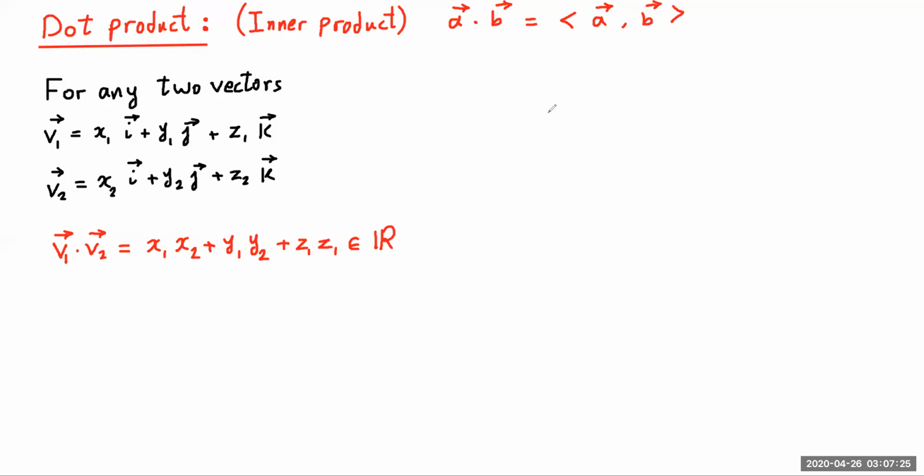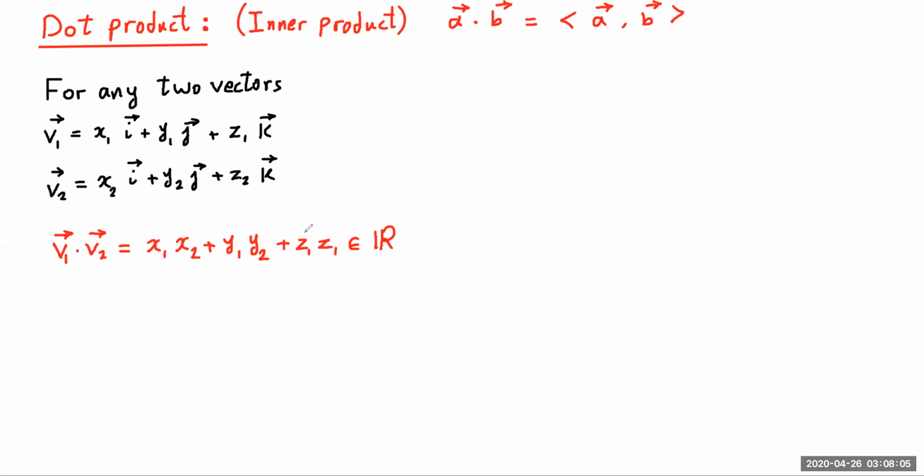The dot product, or inner product, of two vectors. We note this product as A dot B or using these two brackets. This notation using brackets is old notation and is not used much right now. For any two vectors v1, v2, we define the dot product as the real number obtained by taking x1 times x2, plus y1 times y2, plus z1 times z2.